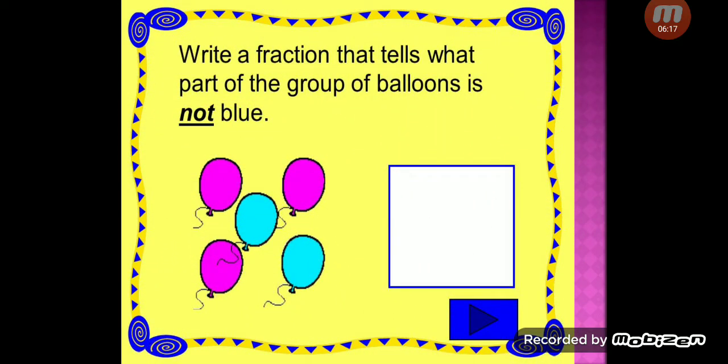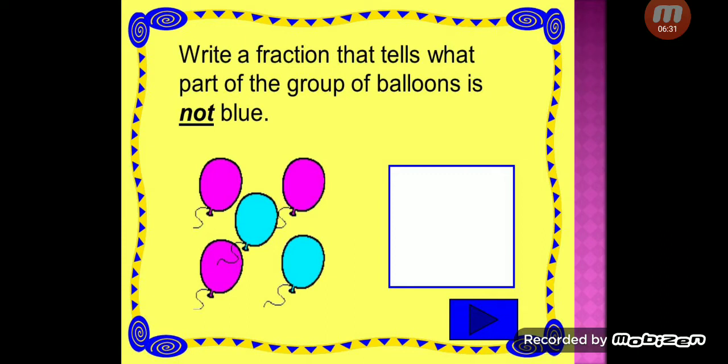Now fraction as a part of collection. What is collection? Collection is a group of things. In this picture, I have a collection of balloons. How many balloons are there in my collection? 1, 2, 3, 4, 5. I have 5 balloons in my collection.